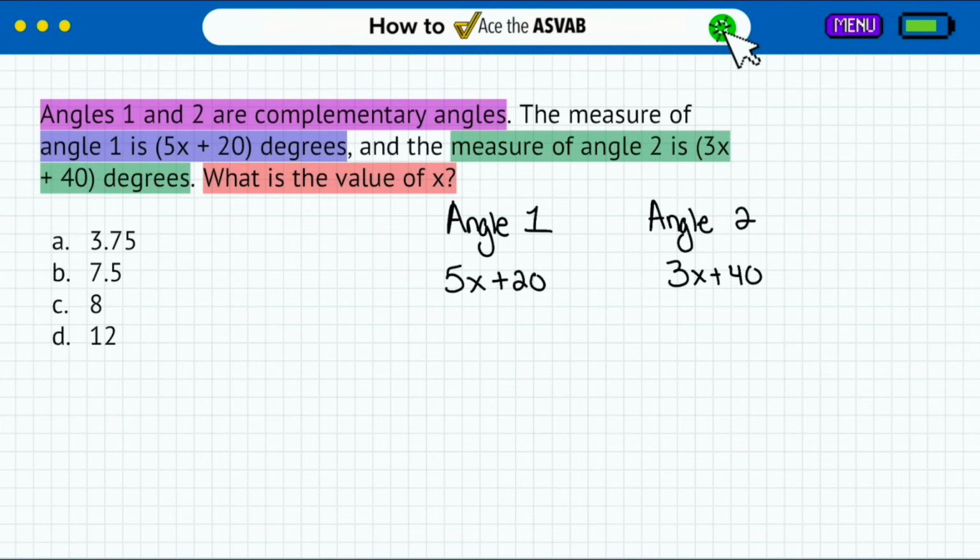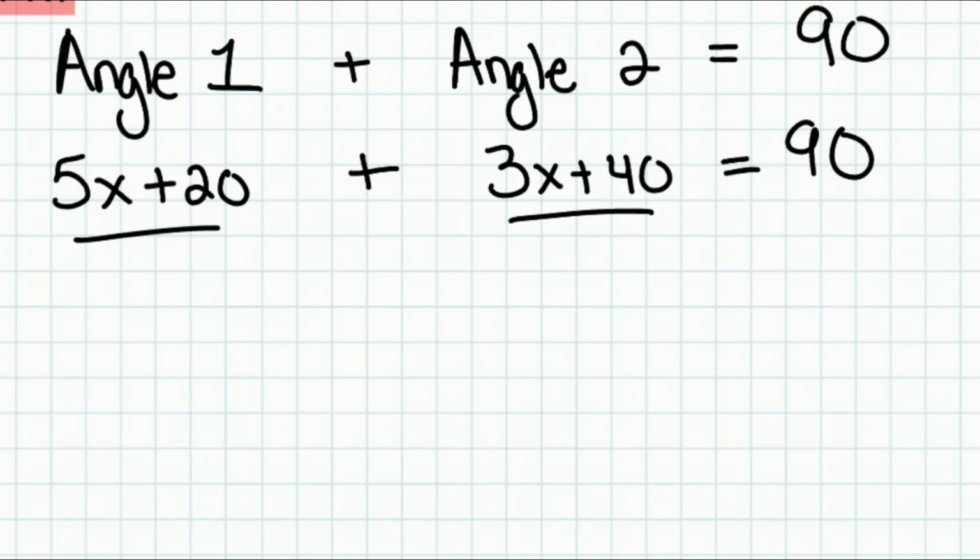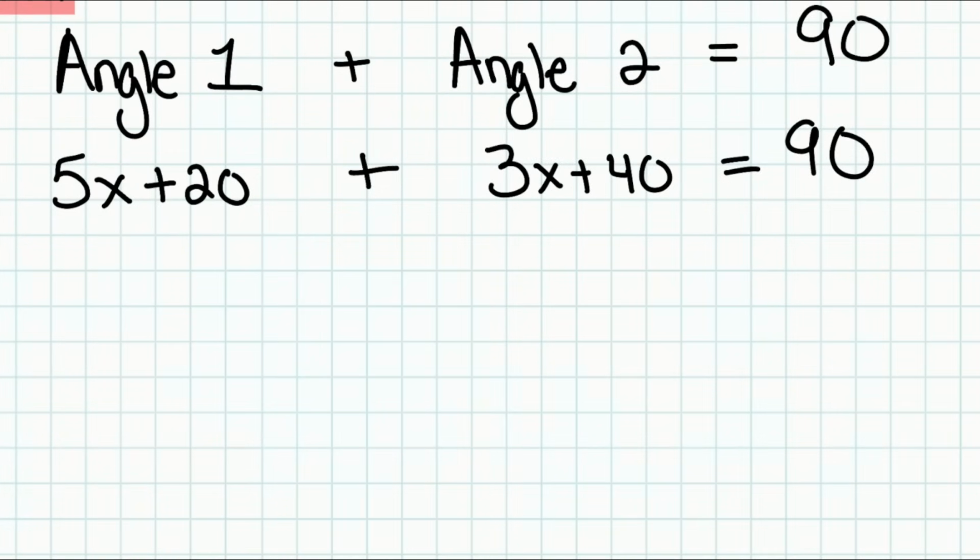What does that mean? Well, complementary angles add up to 90 degrees. That's what complementary means. And if you accidentally said 180, what you're actually thinking of is supplementary angles. Supplementary are 180, complementary 90. So we know that these two angles, if we add them together, it's going to be 90. And we now just made our equation. We can say confidently that 5x plus 20 plus 3x plus 40, that's going to equal 90. And that is what I'm going to focus my attention on now. I'm going to focus my attention on solving this equation.